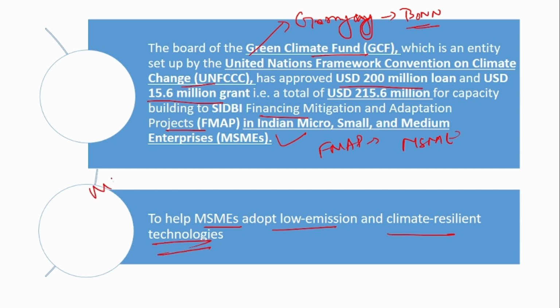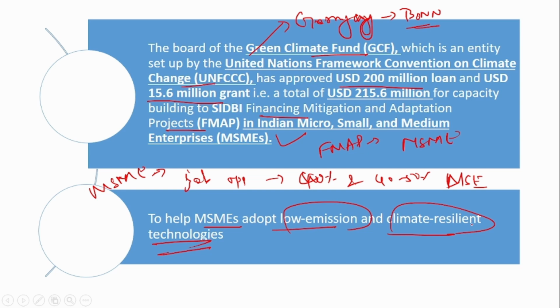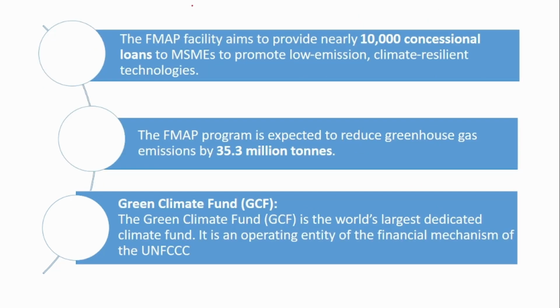So we know that MSME plays a major role in our India. It provides a lot of job opportunities, and also it contributes around 40% to the GDP, and also a major part, around 40 to 50% of the export is also contributed by MSME. So it is very important to help them. So this will help the MSME adopt low emissions and climate resilient technologies. So the FMAP facility aims to provide nearly 10,000 concessional loans to the MSME to promote low emission and climate resilient technology, and this program is expected to reduce the greenhouse gas emissions by 35.3 million tons.